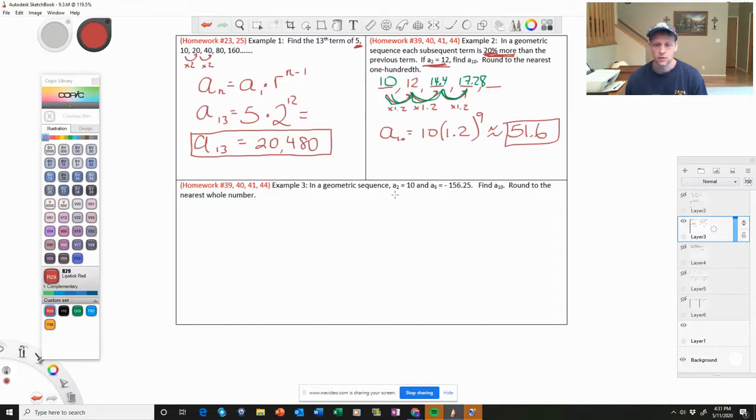Example 3. Okay, we know the second term is 10 and the fifth term is negative 156 and a quarter. It wants us to find the 10th term. So once again, for those of you who are visual, I'm going to go ahead and write it out like that. There's your second, third, I don't know, fourth, I don't know.